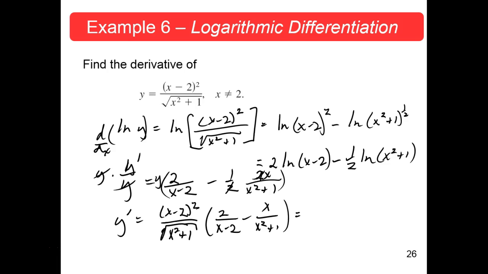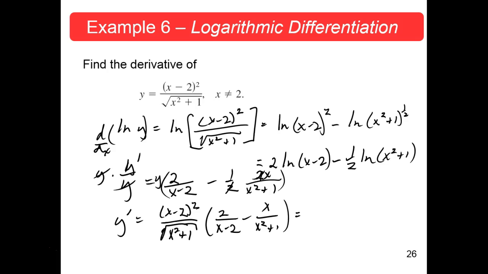All right. This was y prime over y, which is equal to that part. Then what I did was multiply both sides of the equation by y, so the y's go out here. That leaves me y prime, which is just what we're looking for. But then, rather than y, I'm going to write what y is: x minus 2 squared over the square root of x squared plus 1, times what was left here, which is 2 over x minus 2 minus x over x squared plus 1. The 2's come out.